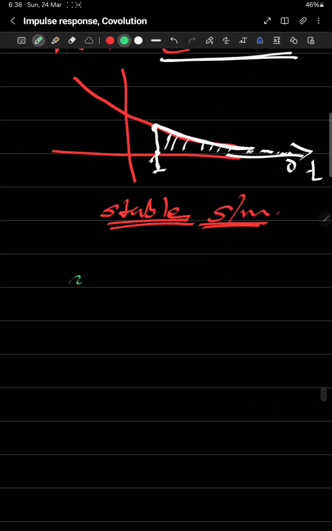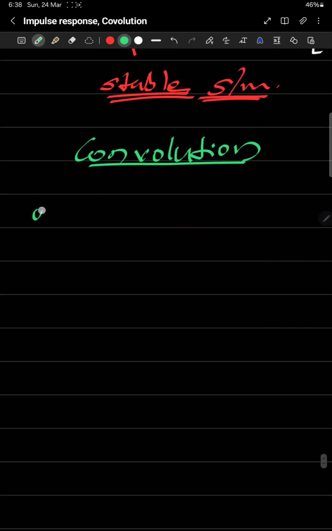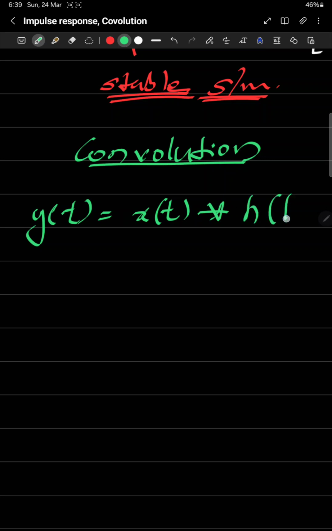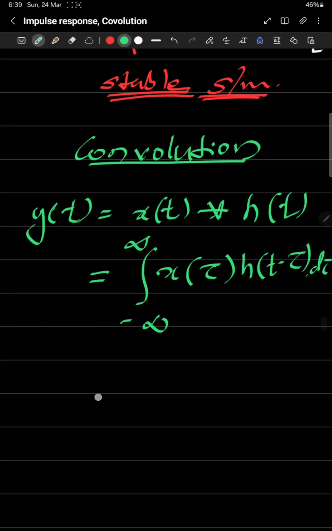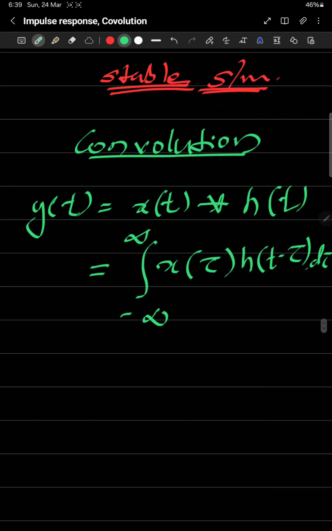So the next part is to discuss the operator called convolution. As I mentioned earlier, the convolution operator will help you to find the output of a system if you know the impulse response. Say y of t is the input, convolution, the impulse response h of t. So that is the equation that you have to use. Mathematically it is defined like this: integral minus infinity to infinity x of tau h of t minus tau d tau.